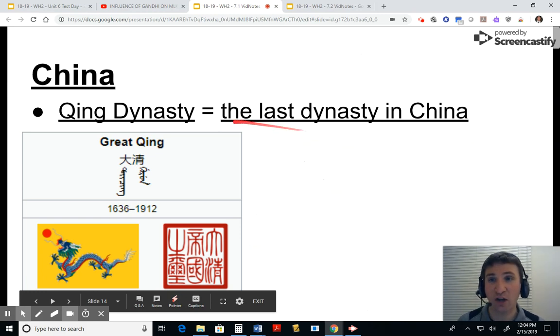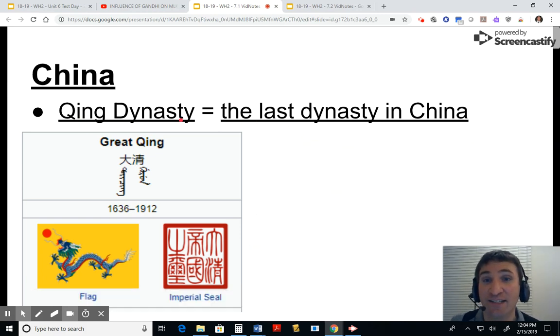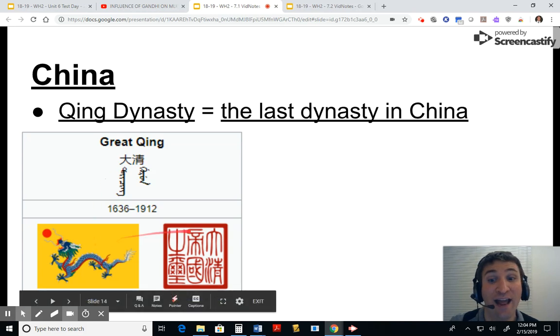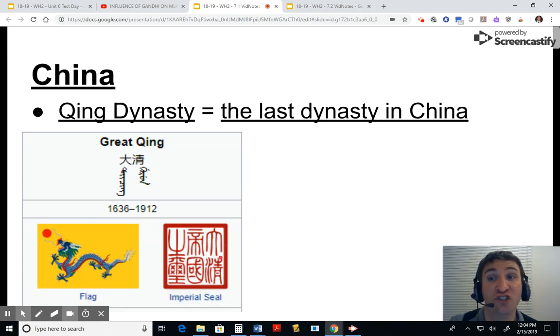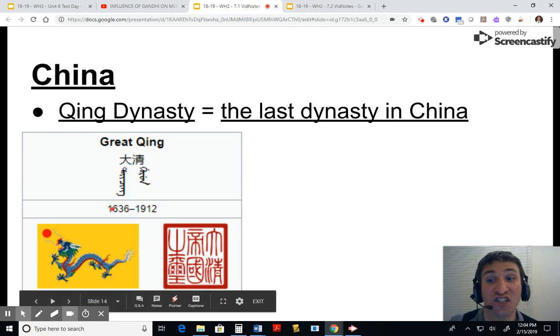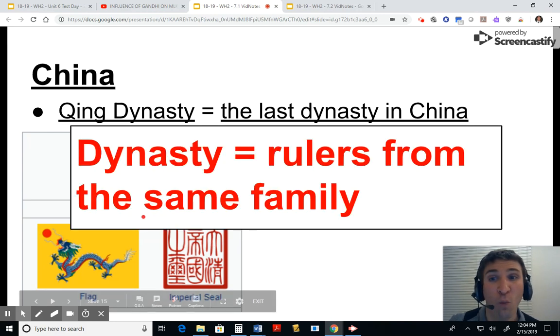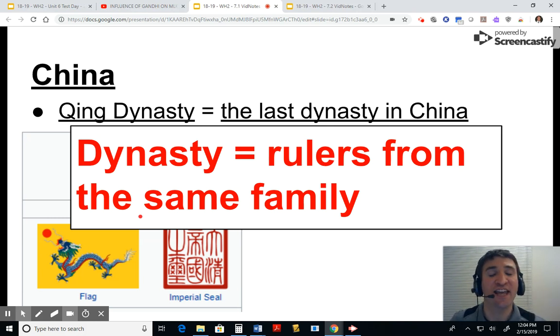Now, let's talk about the Qing dynasty. That was the last dynasty in China. And here's how you spell it in Chinese characters. There's the flag and there's the logo of the Qing dynasty. It started in 1636 and ends in 1912. What is a dynasty? In this case, it's when rulers are from the same family. So the Qing dynasty included rulers who were related.